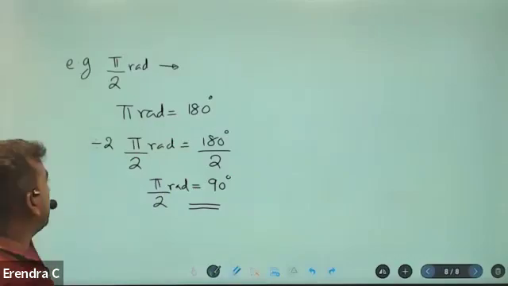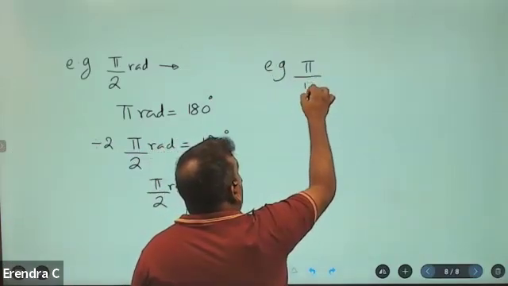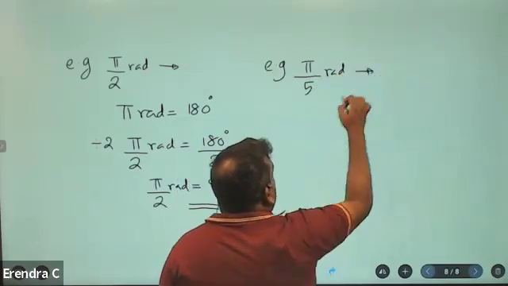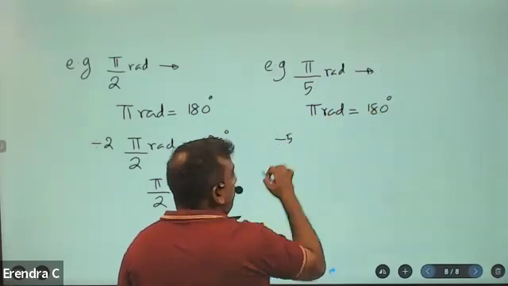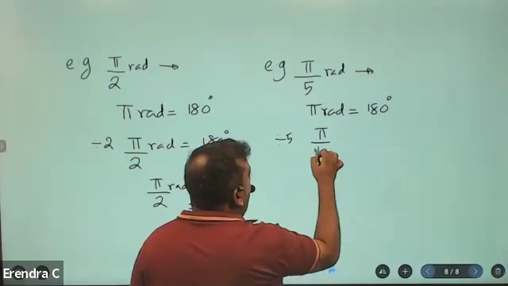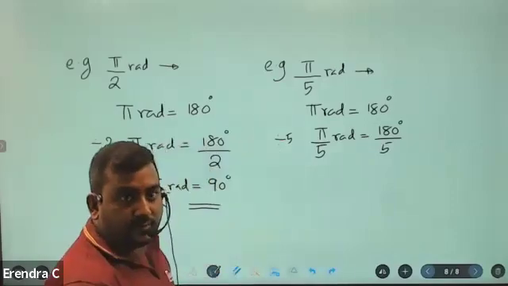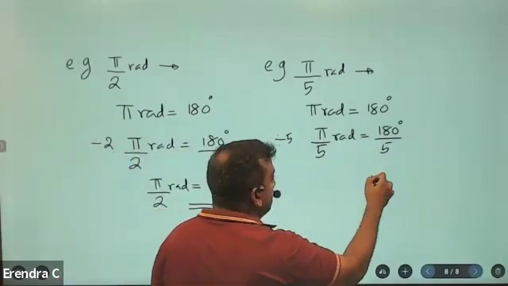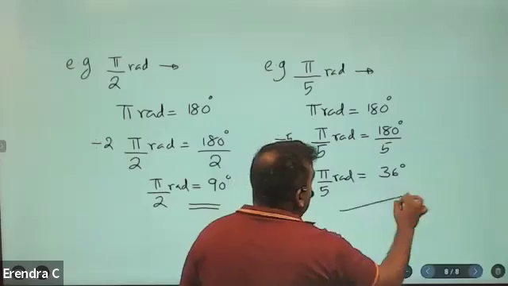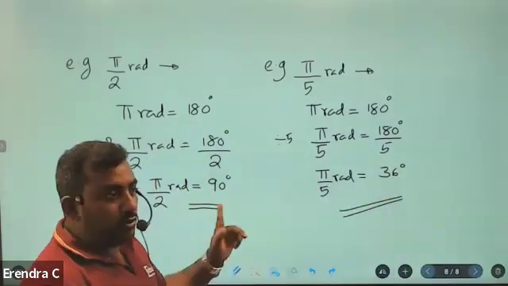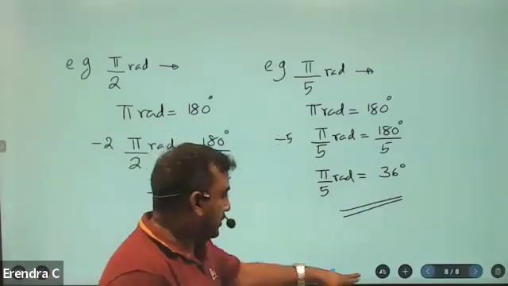Understood? Another example. Let's say pi over 5 radians. Convert to degrees. How? Pi radian equals 180 degrees. Divide both sides by 5. Pi over 5 radians equals 180 divided by 5. What's your answer? 36. Pi over 5 radians is 36 degrees. So now you know how to convert degrees to radians and also radians to degrees. Okay, no?